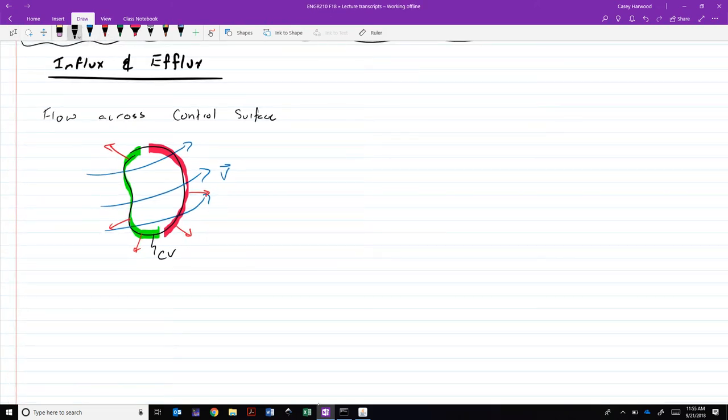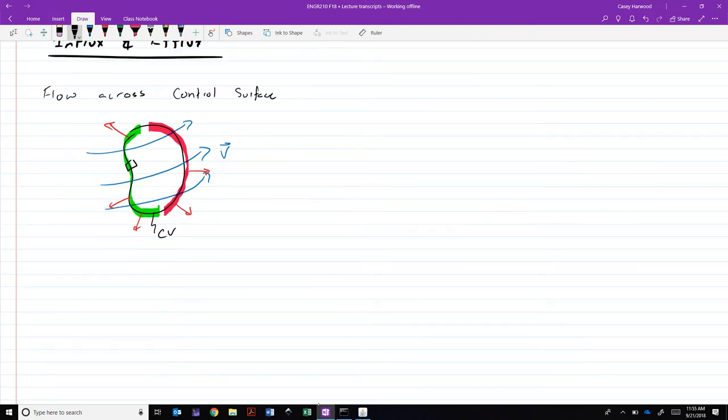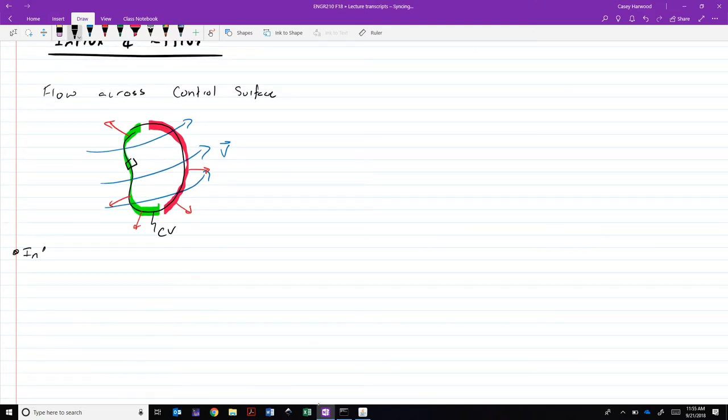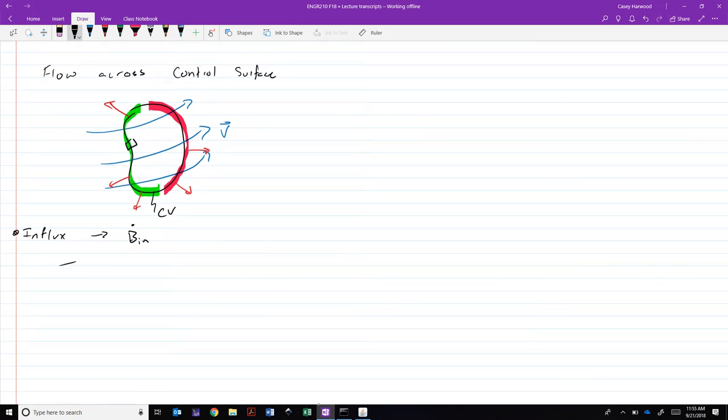So let's take a tiny little chunk of this region where we have influx, which contributes to our B in term. So consider that little chunk that we've carved out. We'll consider it a tiny little area. So this is a piece of our control surface with area delta A. So it's very small.